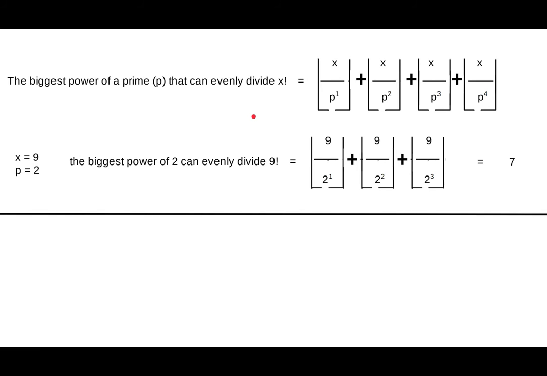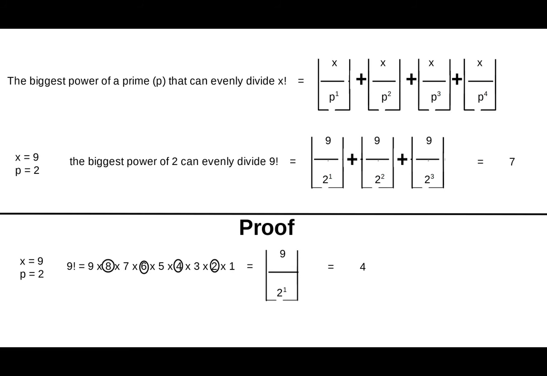Today we're going to be proving that property. So let's say x is equal to 9 and p is equal to 2 again. We're going to represent 9 factorial in expanded form: 9 times 8 times 7 times 6 times 5 times 4 times 3 times 2 times 1. All the multiples of 2 here represent 2 to the power 1, right? Because all the multiples here have 2 to the power 1 in them.